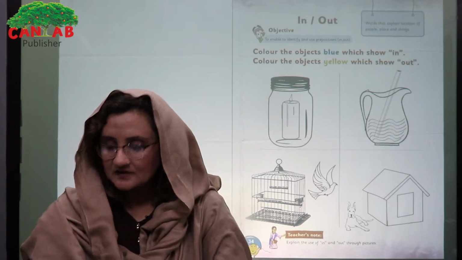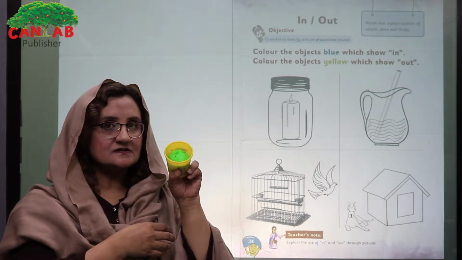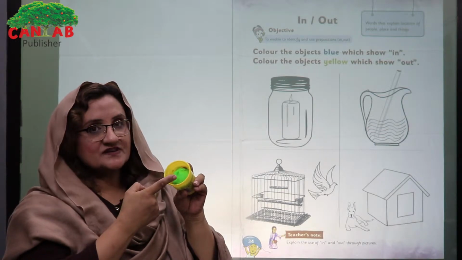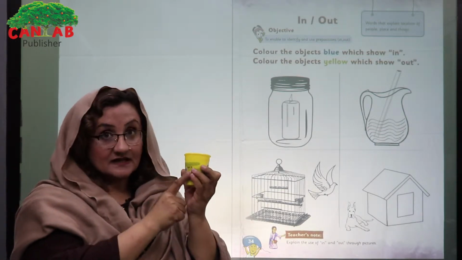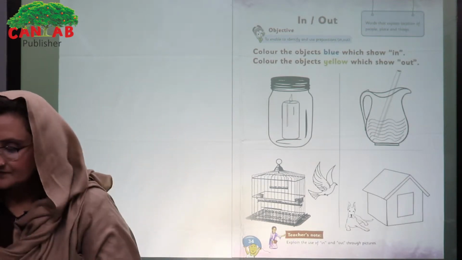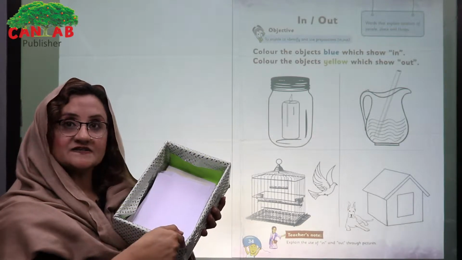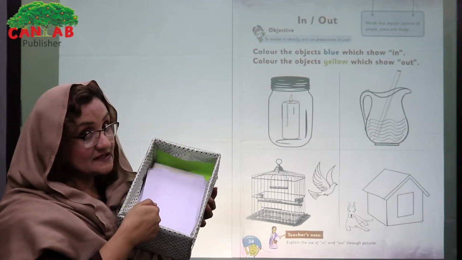Very good. Bottle. And what is in it? Play-Doh. Where is Play-Doh? Play-Doh is in the bottle. Good. Where are the flashcards? The flashcards are in the box.